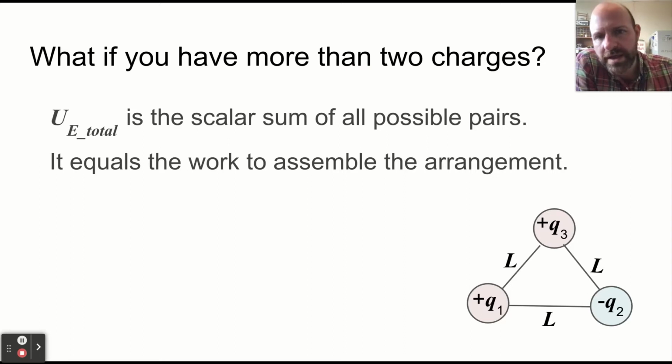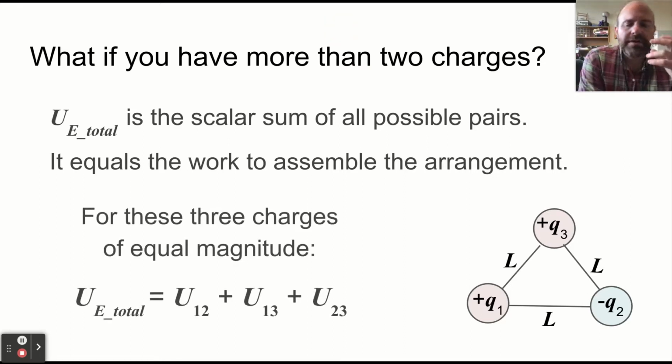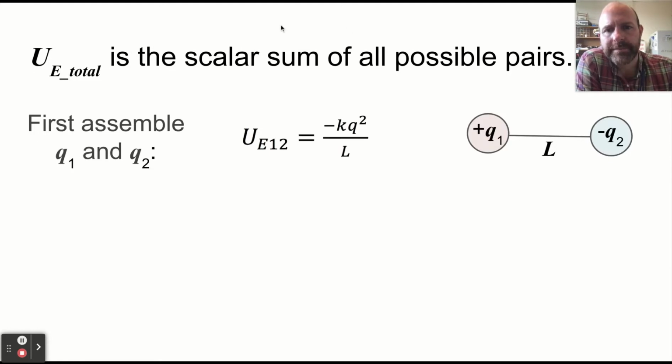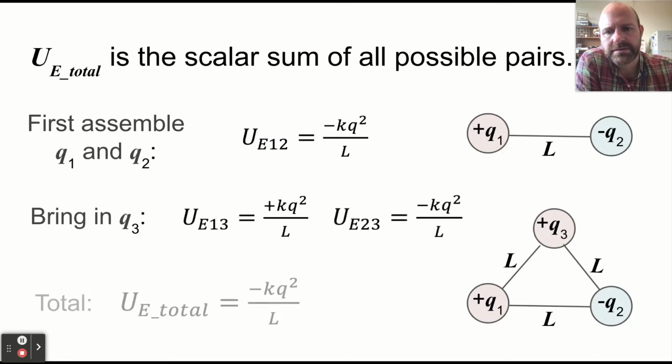What if you have more than two charges? You should remember this from gravitation. You have to figure out the electric potential energy for having 1 and 2 next to each other, 1 and 3 next to each other, and 2 and 3 next to each other, because each of them would affect the other. So that's how we would do that one. It's the scalar sum of all the possible pairs, so we can do the calculations, and the total is all of them together.